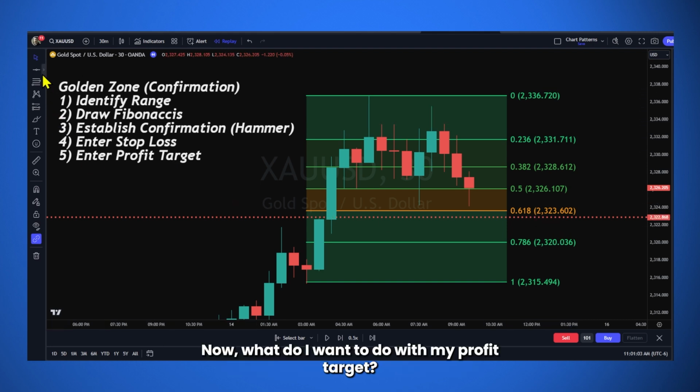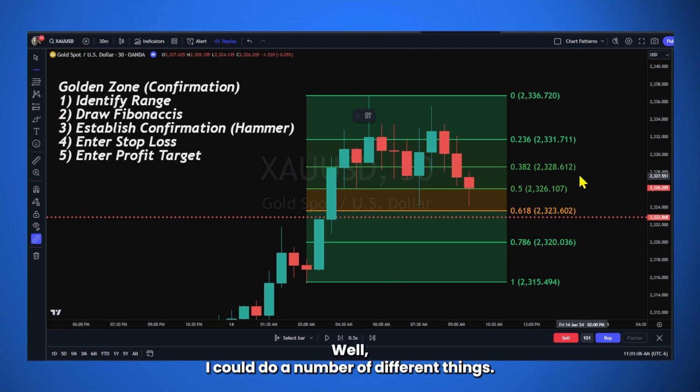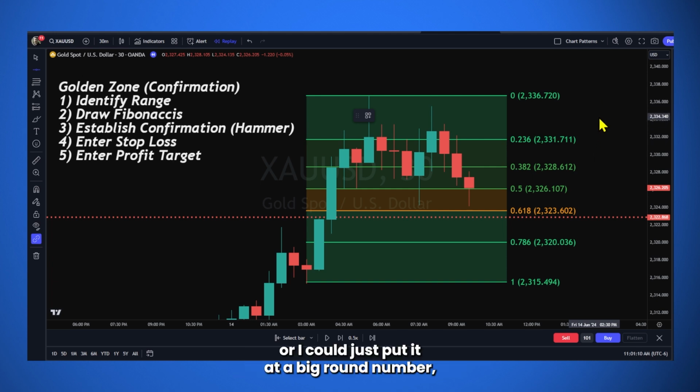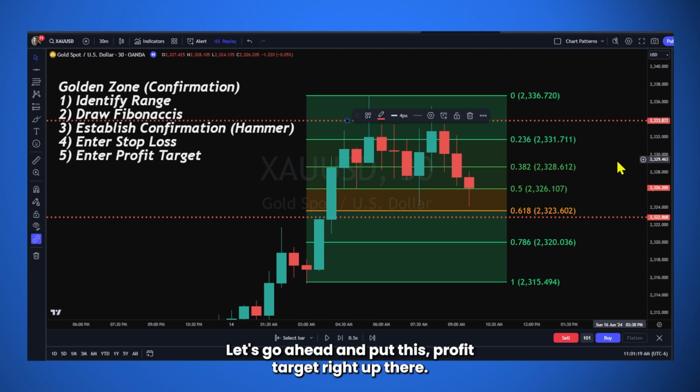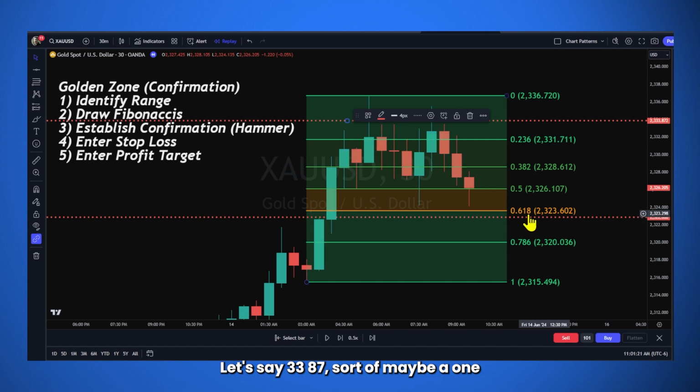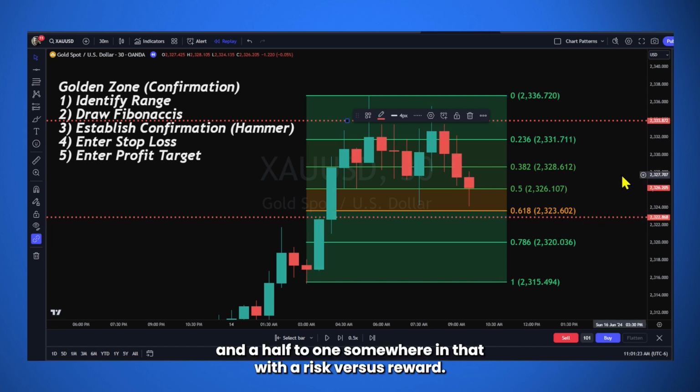Now, what do I want to do with my profit target? Well, I could do a number of different things. I could put it at a static risk versus reward, or I could shoot for the top of market structure, or I could just put it at a big round number. Maybe that I want to shoot for 23.30 or 23.32 or 34. Let's go ahead and put this profit target right up there. Let's say 33.87, maybe a 1.5 to 1 risk versus reward, somewhere in that range.